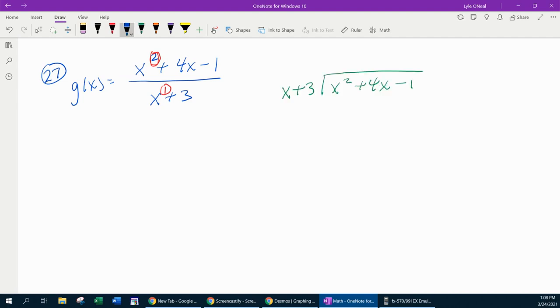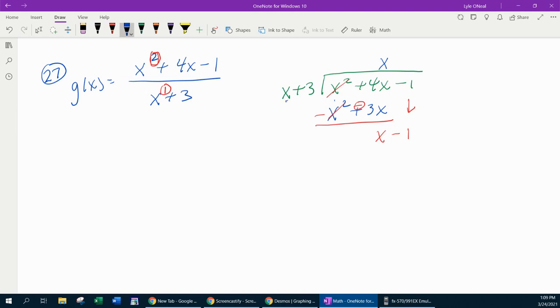All right, so we've set up our long division here. You're going to need to obviously know how to do long division. What would I multiply x by to make x squared? Well, that would be x, and then I need to distribute. X times x is x squared. X times 3 is 3x. Next, draw the line, change the sign, and then combine. 4 minus 3, that is 1x. The minus 1 comes down, and then we rinse and repeat.